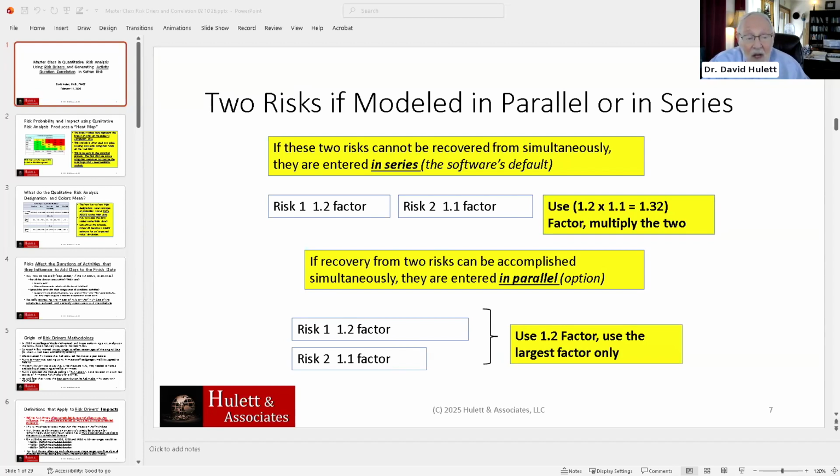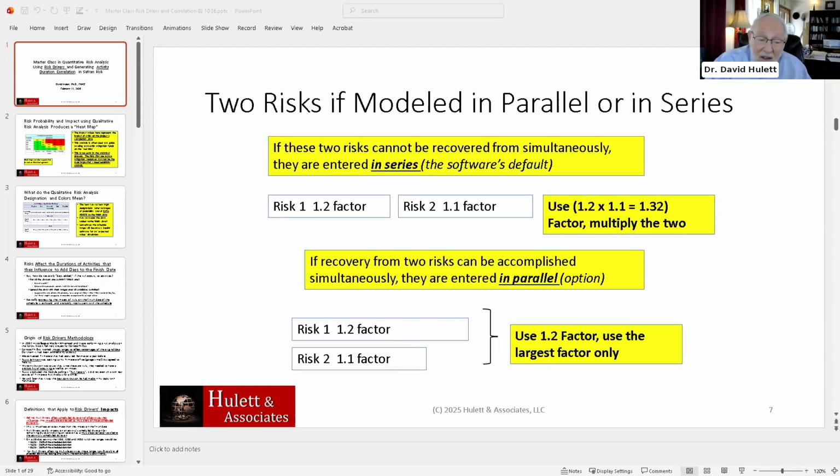And that's what the risk factors represent, the impact of a risk that happens in the iteration in which it happens. And so risk one, let's say, for a particular iteration, has a 1.2 factor. That is, if it happens, that particular activity is 20% longer than it was in the schedule. And then there's another activity which has a 1.1 factor, which is waiting for you to survive the crane breaking. Well, if you're doing them in series, and this is the software's default, the factor for that particular iteration would be 1.2 times 1.1 or 1.32.